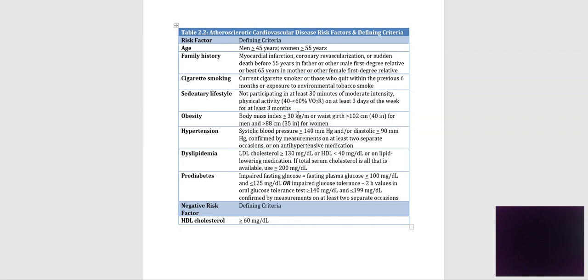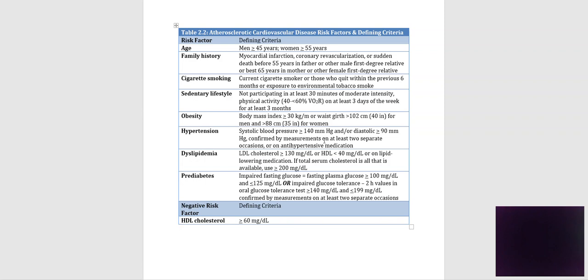All right, the next one is hypertension, and this one is also very specific. If they have a systolic or a diastolic blood pressure of 140/90, then they are considered hypertensive. And this one's important because let's say they have a blood pressure of 145/80. They would still be considered hypertensive, and that would be a risk factor because all it has to be is greater than 140 in systolic or greater than 90 in diastolic.